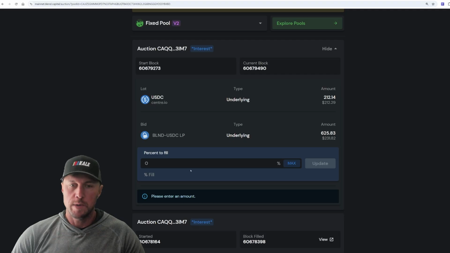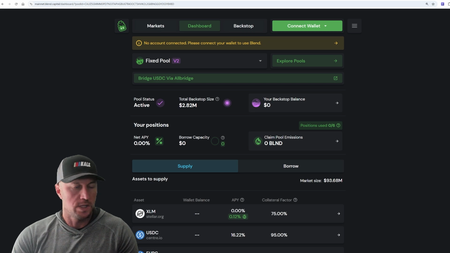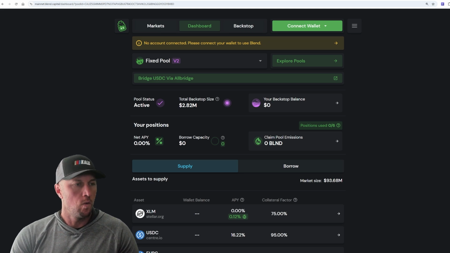You can participate in the UI right here, but it is not an optimal experience. There is an auctioneer bot by Script3 that makes this much easier. Auction type 1, which I just showed you, is an interest auction. First, we need to know what's a backstop.